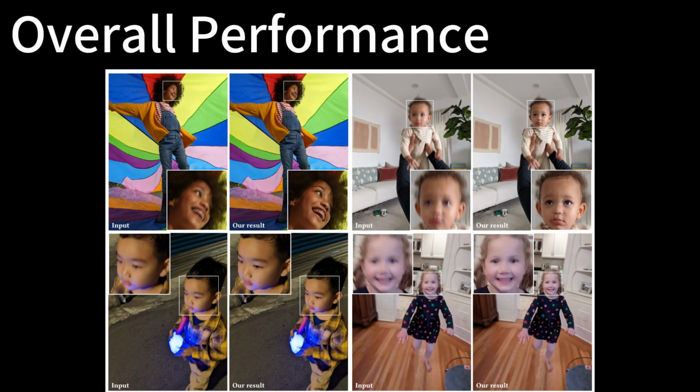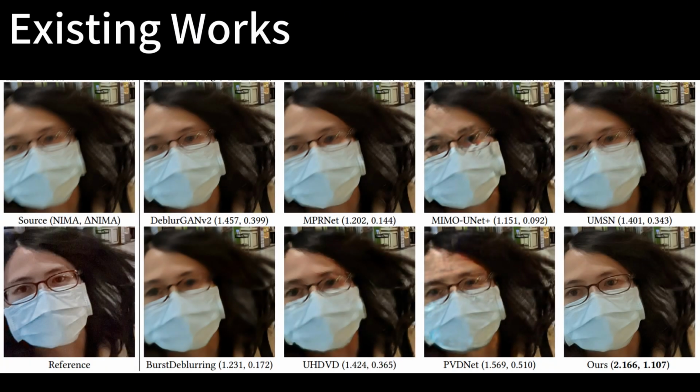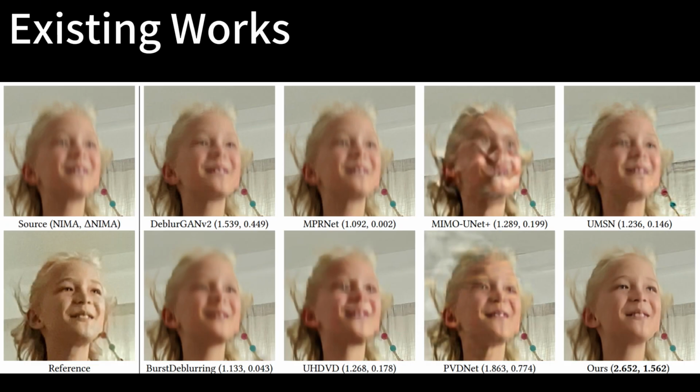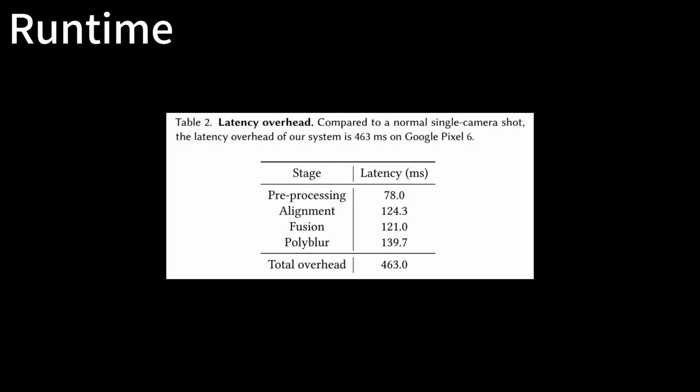The overall results show that this algorithm can successfully deblur images on mobile phones to generate a clear and sharp face. They also compare the results with previous ones, and the algorithm outperforms others in most scenarios. They test the algorithm runtime, and find that only 27 milliseconds is required to deblur a small image and about half a second to deblur an image on Google Pixel 6.